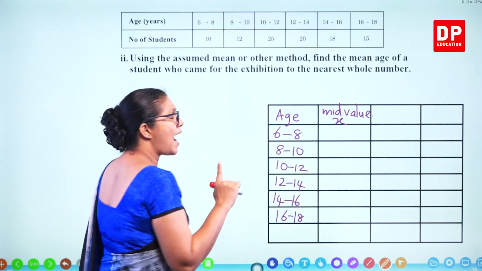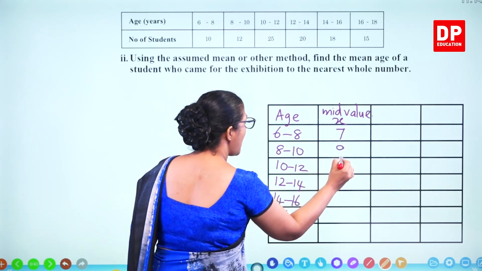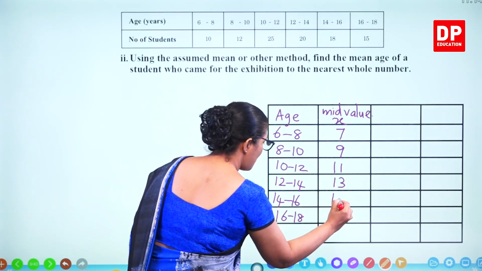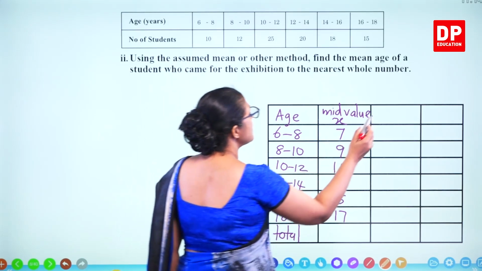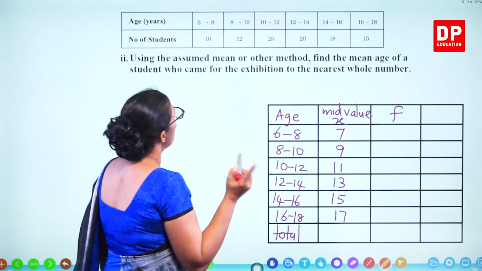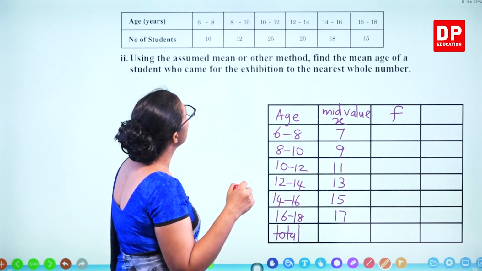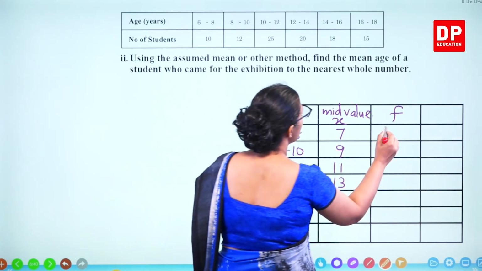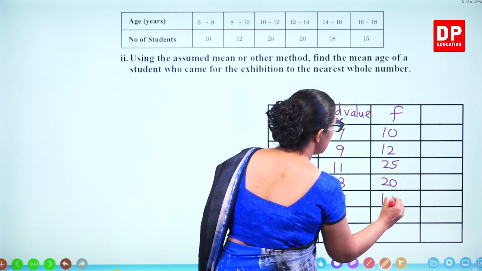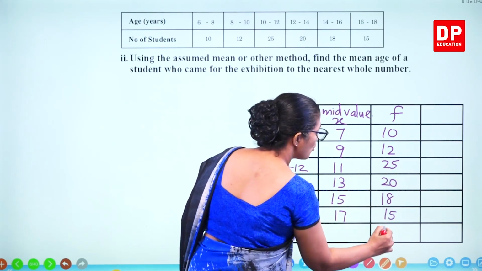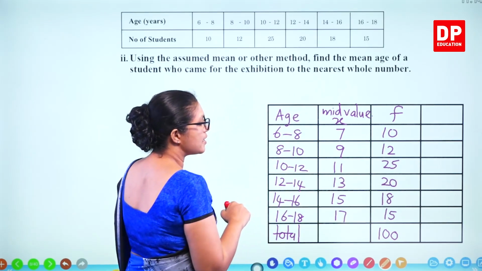So what's the mid value? Add and divide by 2. 6 plus 8 divided by 2, 7. This is 9, 11, 13, 15 and 17. Now we can multiply by the frequencies. If you want, you can take the assumed mean. I'm now doing without taking the assumed mean. So frequencies 10, 12, 25, 20, 18, 15 and all together this should be 100.